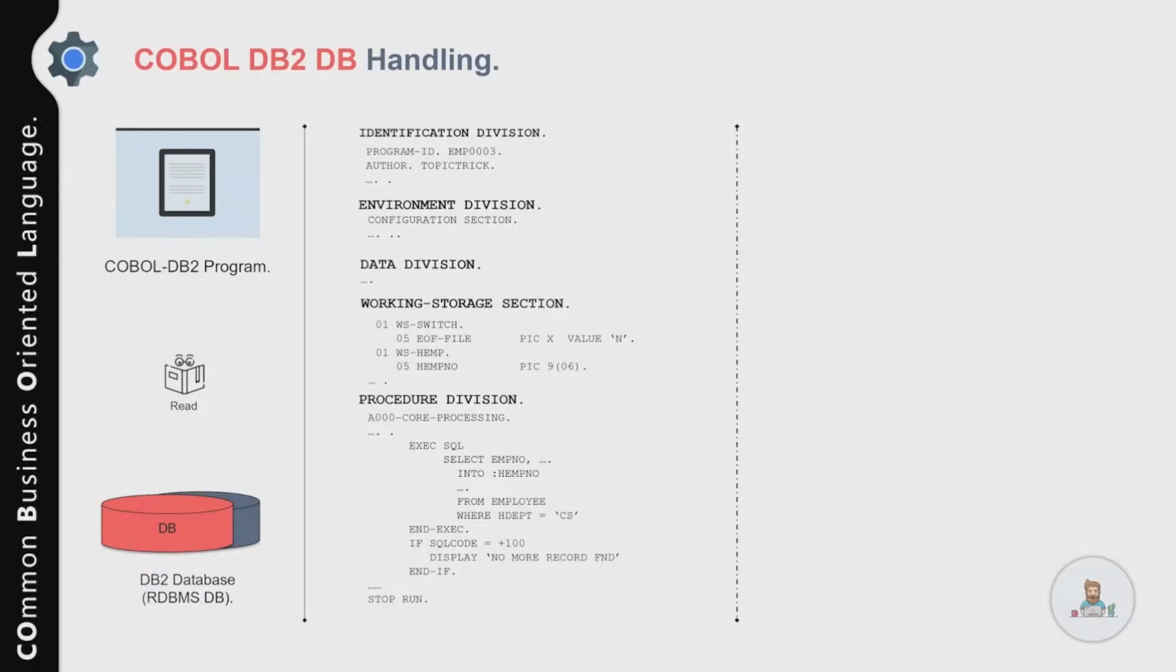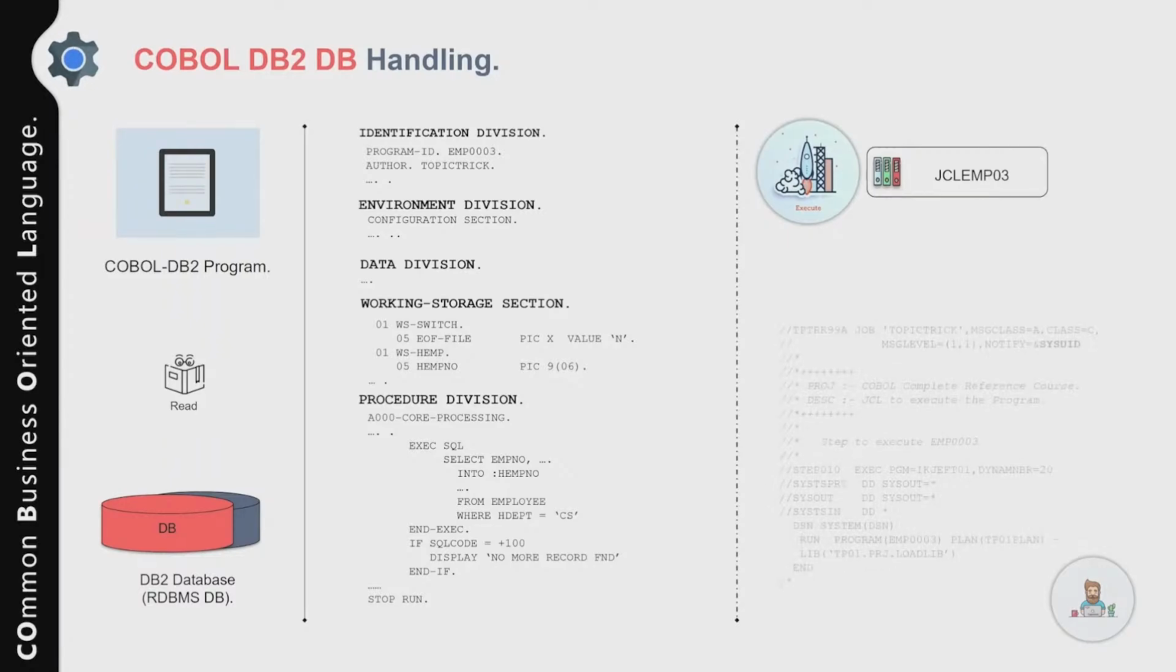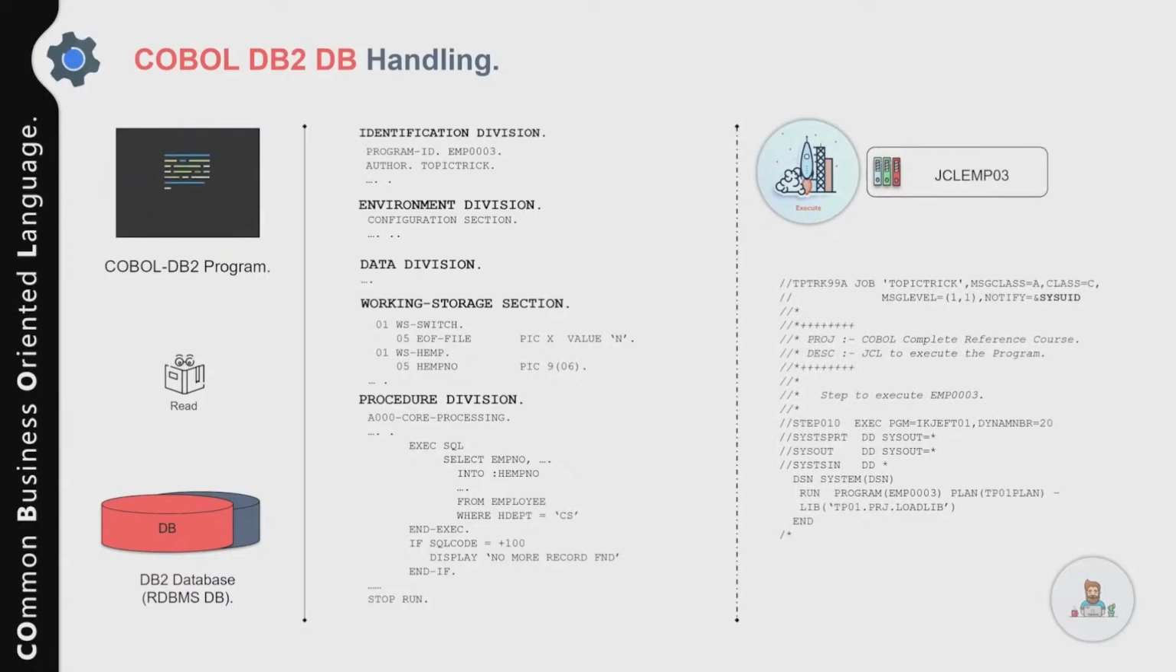So you cannot use COBOL native read statements to read data from the table. Now, if you want to execute a COBOL DB2 batch program, then you have to use a JCL. So in this case, our program is a batch program, so we are using a JCL.